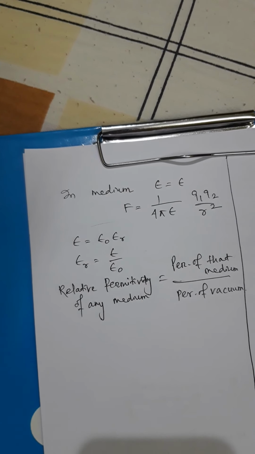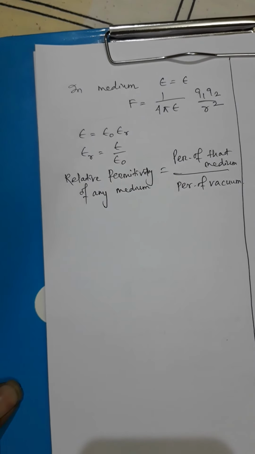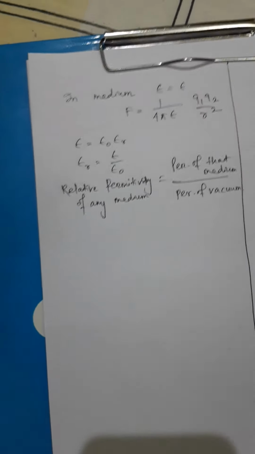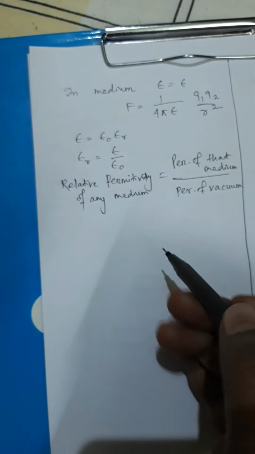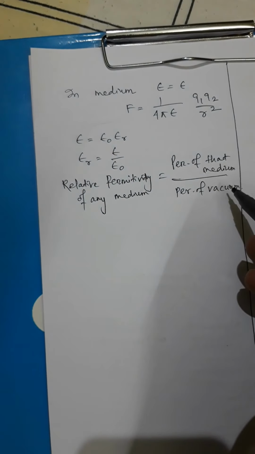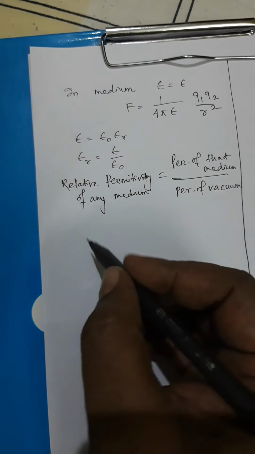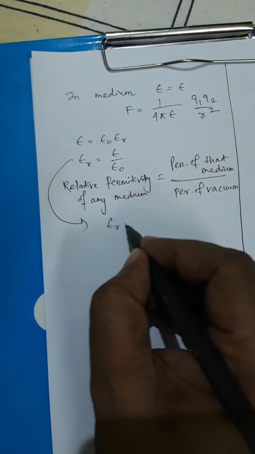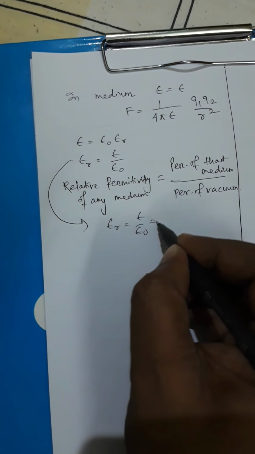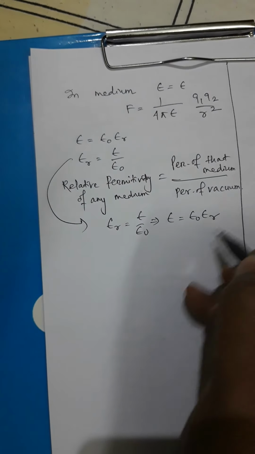How are you calculating the relative density of a substance? Relative density is equal to density of the substance by density of water. Likewise, keeping in view the permittivity of vacuum, we can find out the relative permittivity. So from this relation, epsilon r is equal to epsilon by epsilon naught, that gives rise to epsilon is equal to epsilon naught epsilon r.